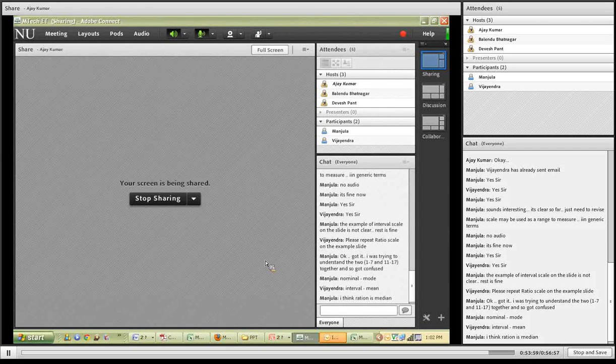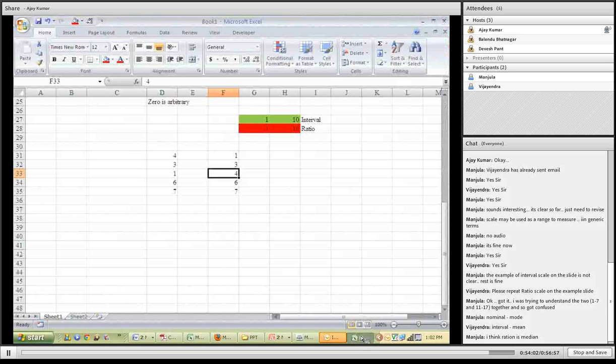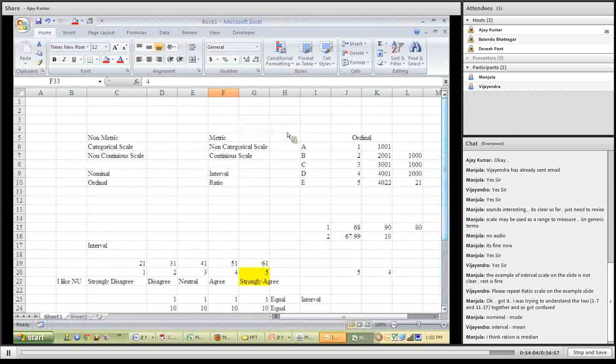Just a last thought on this scale topic: why interval and ratio scales are called metric scales, and why nominal and ordinal are called something else. When we talk of interval scale and ratio scale, as they can be subjected to any of the mathematical operations, that is why they are called metric scales. And they are also called continuous scales. So why do we call them continuous scales? Because a ratio scale is a continuous scale.